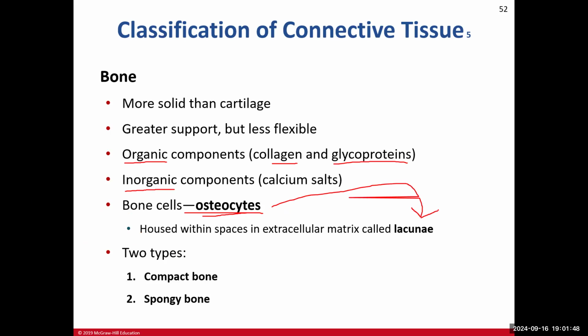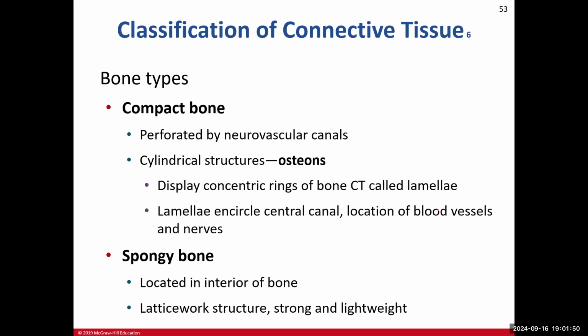All right, so we have our two types, compact bone and spongy bone. Our compact bone is the one that we learned in lab that has the osteons, those ring-like structures. At the center of that ring-like structure was this space called the central canal, and that's where we have our blood vessels and our nerves. Then you have these rings that go around that central canal, and those rings are what we call lamellae.